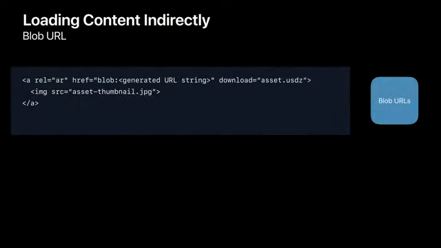Not only that, you can also load data through blob URLs, which are more efficient compared to data URIs, since they do not need to be base 64 encoded. The blob URL is never manually created and always generated through an API, like drag and drop, file upload, or URL download.